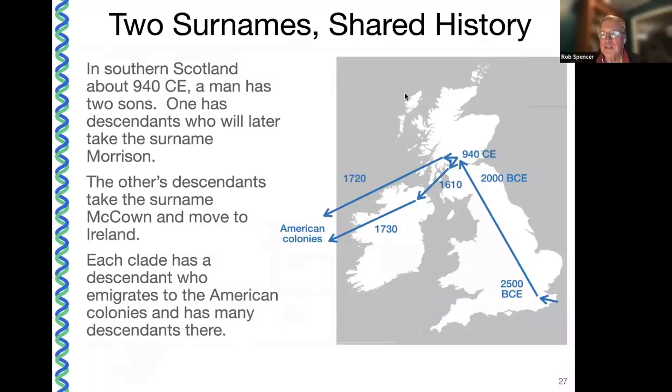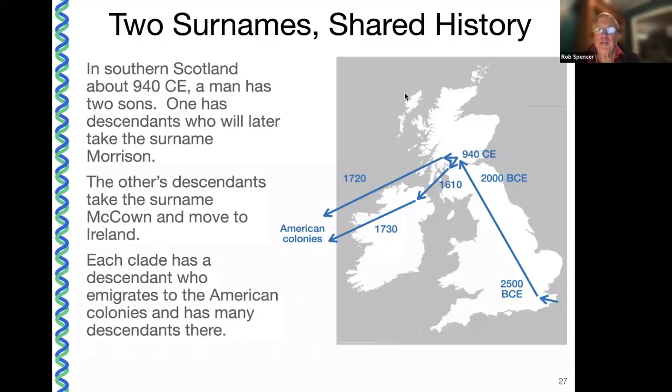You'll get some hints later about the paternal path of these people, entering the British Isles around 2500 BC, and probably in Scotland, and we know that from the names. Around 940 AD, a man has two sons. One has descendants who will later take the surname Morrison. The other's descendants take the surname McCown, and they move to Ireland. I drew a line there from somewhere probably in southern Scotland to Northern Ireland.